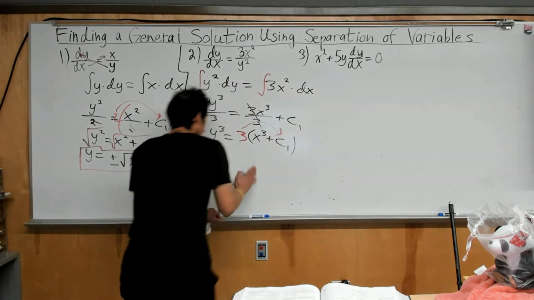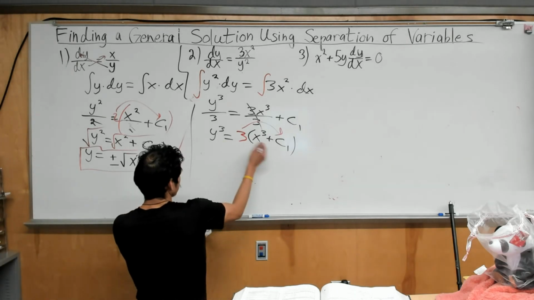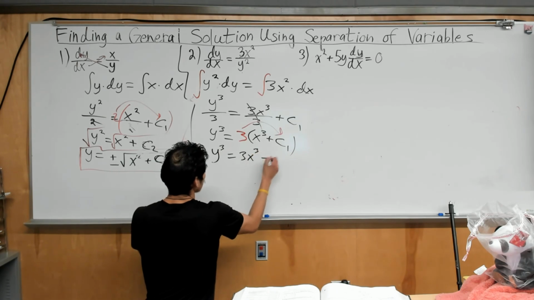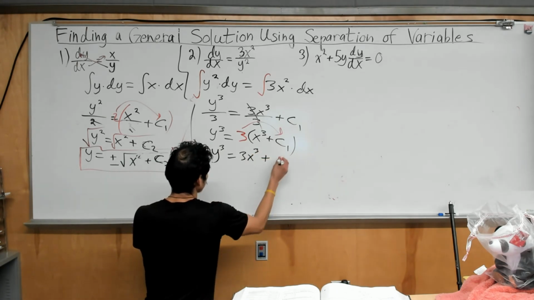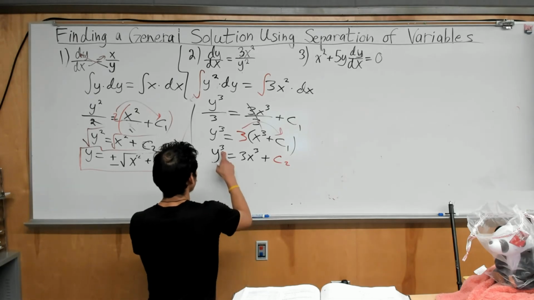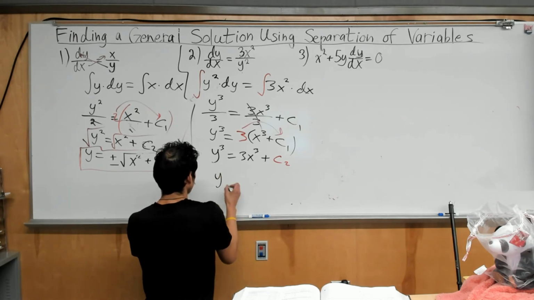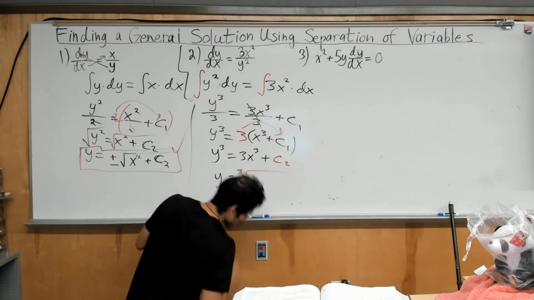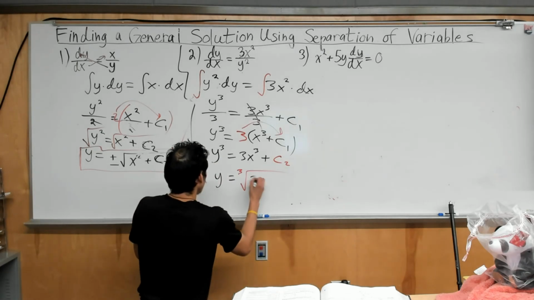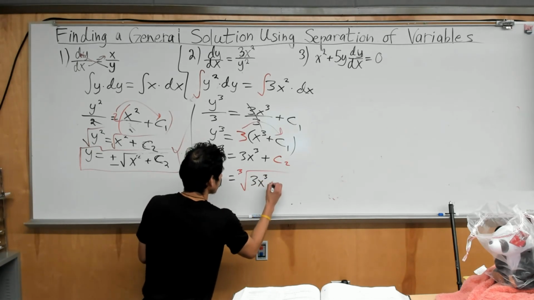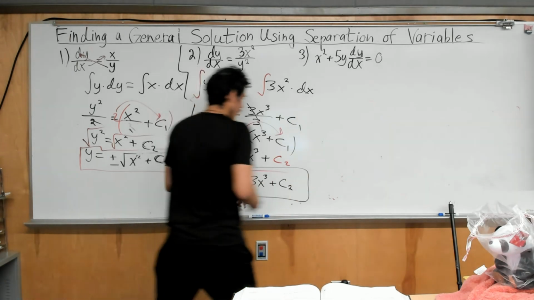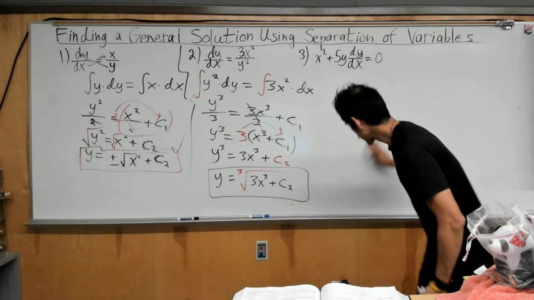Now let's rewrite this as y cubed equals 3x cubed. We'll call this a different thing. We'll call this c2, so a different constant. Now we just take the cube root of both sides. So y equals the cube root of 3x cubed plus c2. And there we go. That's our answer.